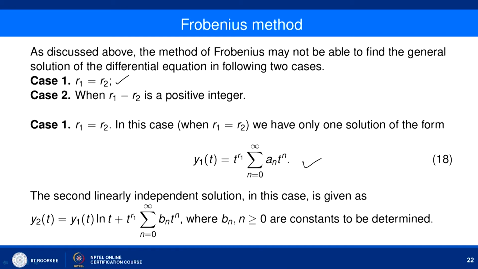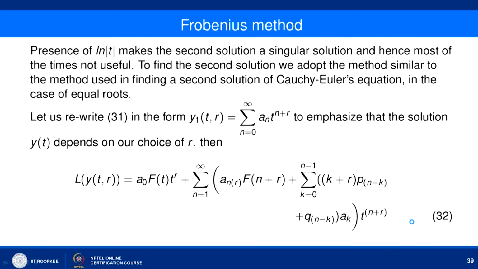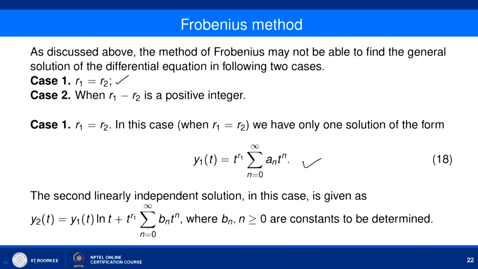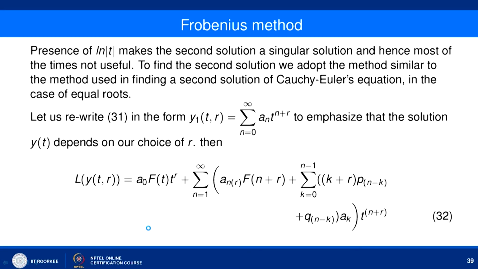So, here if you remember the case of Cauchy-Euler equation, in Cauchy-Euler equation if we have a case of equal roots, then we know that the solution is given in terms of y1(t) ln t plus another term. If you look at this second solution y2(t), here this ln|t| makes the second solution a singular solution near t equal to 0, and most of the time we are not able to utilize it in full swing.